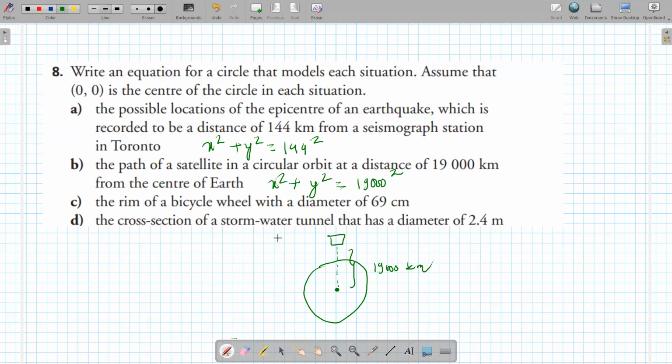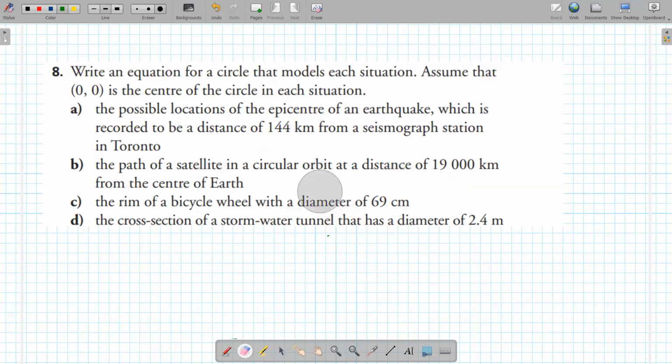Part C, the rim of a bicycle wheel with a diameter of 69 centimeters. So what is this going to be? X squared plus y squared is equals to what squared? Half of 69. What is half of 69? 34.5. Yeah, squared.